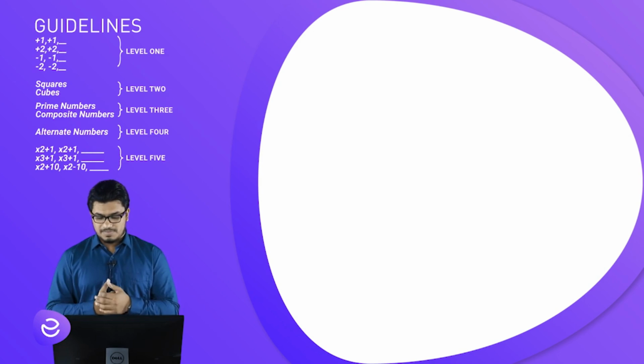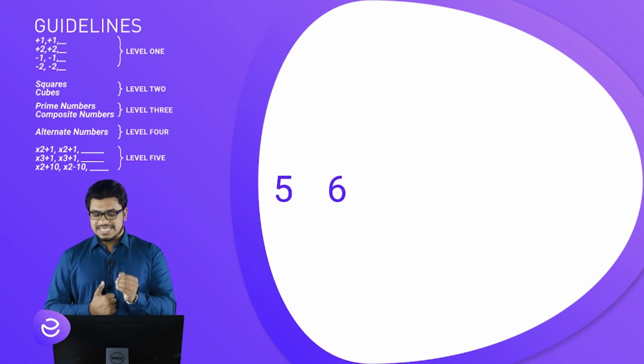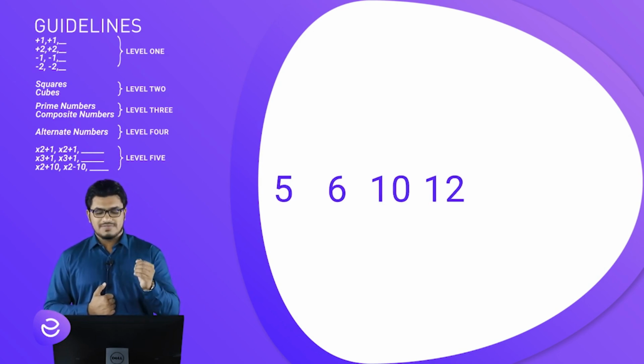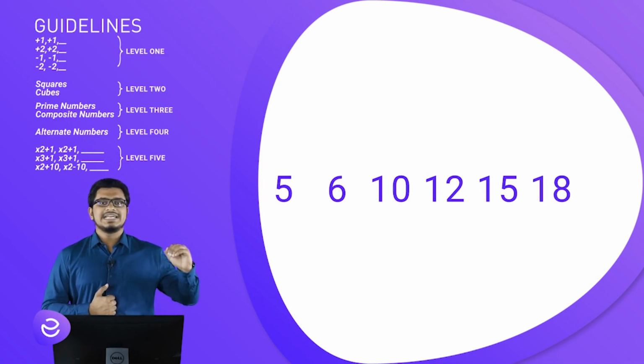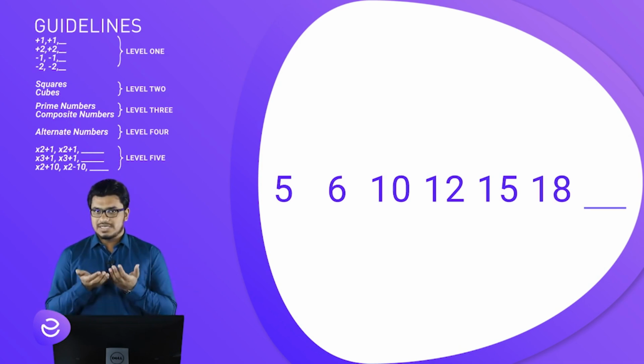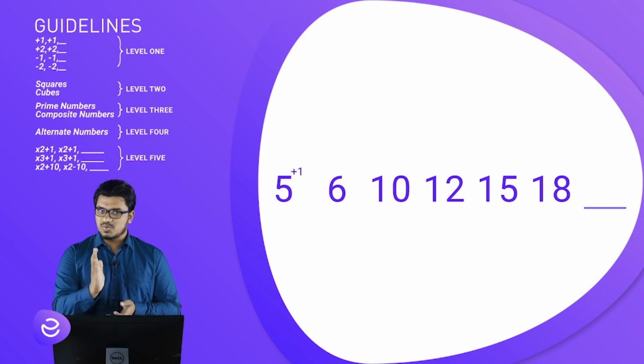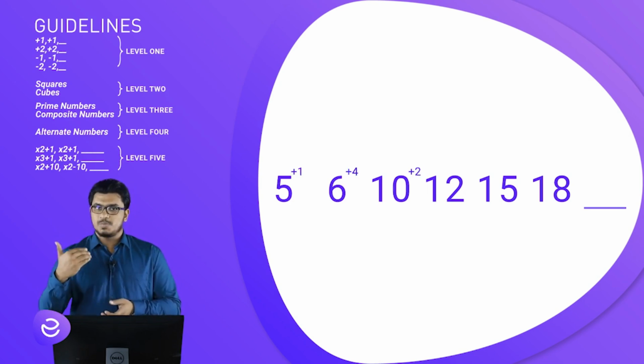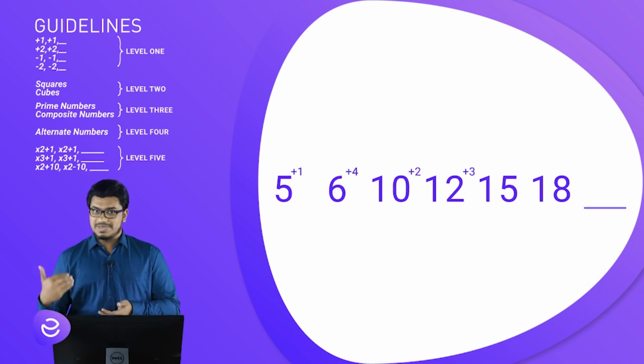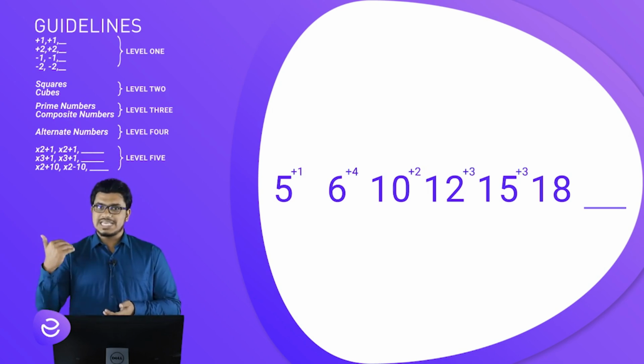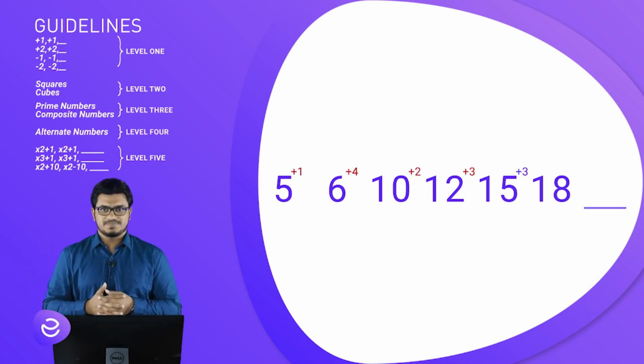We'll go with an example. 5, 6, 10, 12, 15, 18, dash. You check the difference first. 5 plus 1 is 6, 6 plus 4 becomes 10, 10 plus 2 becomes 12, 12 plus 3 becomes 15, 15 plus 3 becomes 18. So there are differences, but there is no pattern.